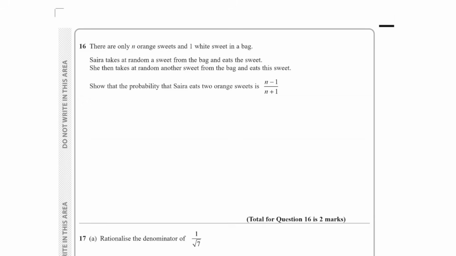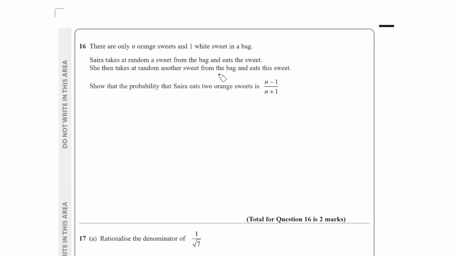Question 16. There are only n orange sweets and 1 white sweet in a bag. Syra takes at random a sweet from the bag and eats the sweet. She then takes at random another sweet from the bag and eats this sweet. Show that the probability that Syra eats 2 orange sweets is n-1 over n+1.